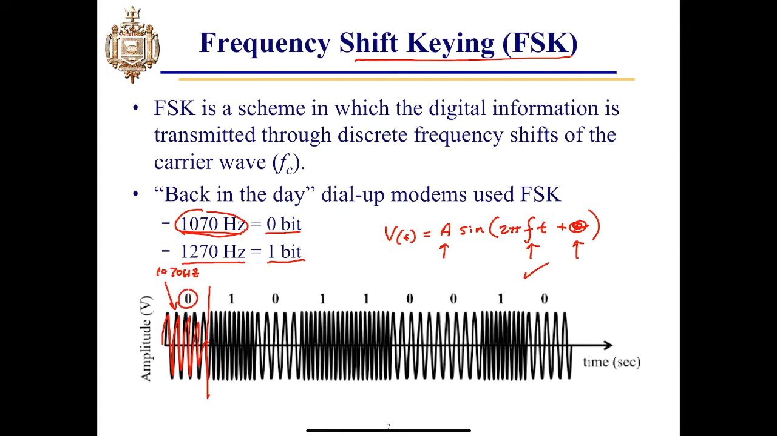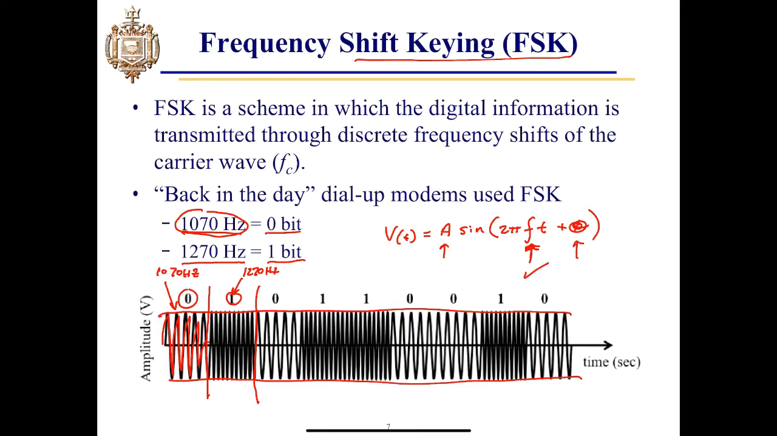Then we increase the frequency. You can see here the frequency is increasing for this time period. And that would represent the 1270 hertz, which represented a 1. So this is one way we can modulate a signal just by altering the frequency. Notice the amplitude is the same throughout this entire signal. And notice the phase is the same. The phase is not changing. The only thing that we're changing is frequency.